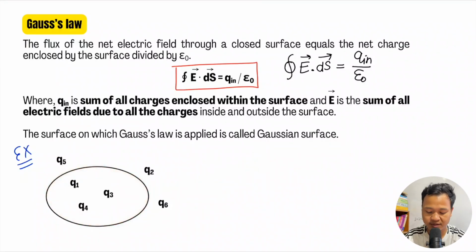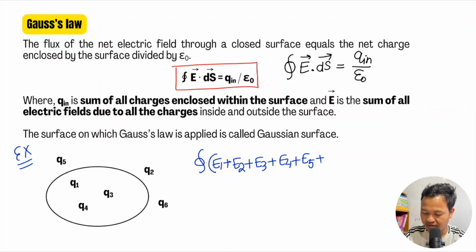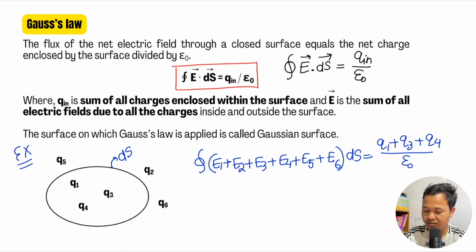Okay, Gauss law is the integral of the electric field due to all the charges. Here I will have the electric field due to charge 1, E1 plus E2 plus E3 plus E4 plus E5 plus E6. So the electric field due to all the charges, into the area dS, would be equal to q in. So you'll have q1 plus q3 plus q4 divided by epsilon naught.